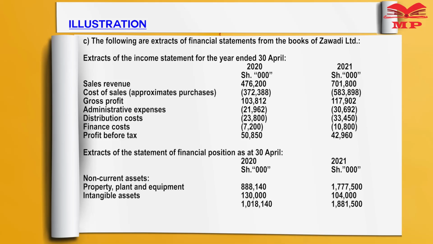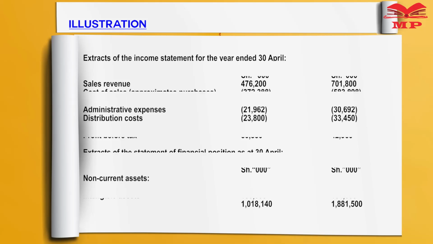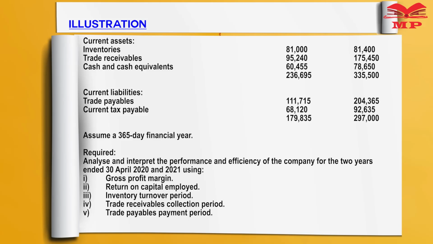We have the extract of a statement of financial position, where we have non-current assets, which include property, plant and equipment, intangible assets. Current assets comprise inventories, trade receivables, cash and cash equivalent, and then we have the total assets. We have then the current liabilities, which include trade payables, current tax payable, and then we have the total current liabilities. Then we are told to assume a 365 days financial year.